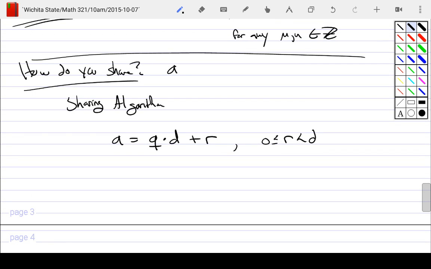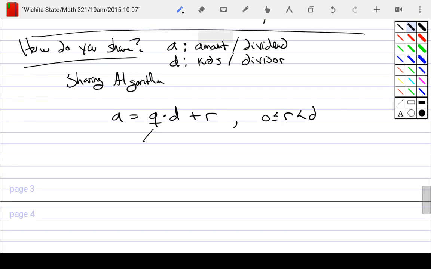So I would look at this and say, what am I sharing? A, which is the amount. Of course, that's not the actual word. This is called the dividend. D are the kids. It's not the word. This is the divisor, right? The people going up and doing the dividing. And then what happens? Everybody gets a Q. This is how much everybody gets, and that's the quotient. And then how much is left of the pile that I can't share, and that's the remainder.